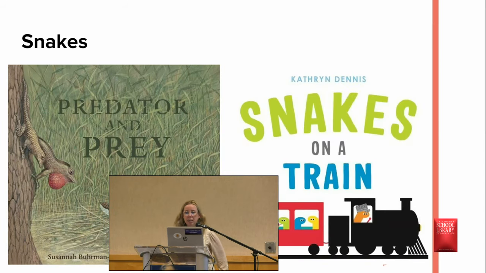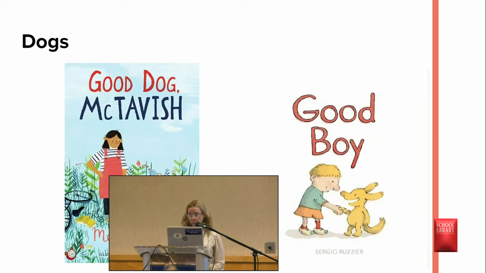Or snakes. Snakes is always a good subject because kids love snakes, especially in elementary school. So there is a book of poetry called Predator and Prey, where we have poems on both sides of the coin, those that eat and those that are eaten. And then there is Snakes on the Train, which is a fiction picture book, so cute. These little snakes are on the train, and this is their journey. And there's a new one, Snakes, I forget what it's called, but Snakes on a something. I'm in a room full of librarians. Somebody will look it up and tell me, I'm sure. I hope it's not snakes on a plane, but it could be.